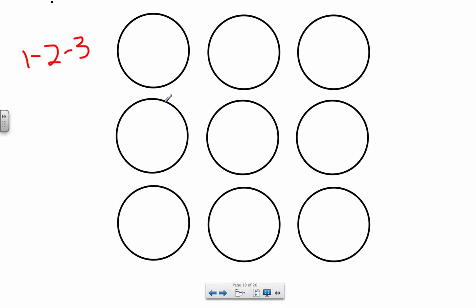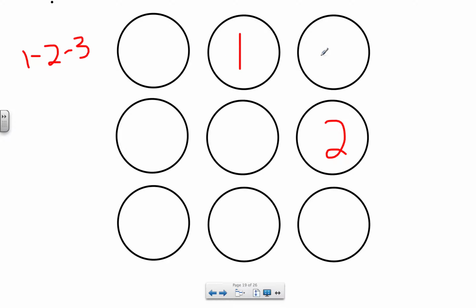Now, the way the puzzle is solved is I need a 1, 2, 3 in every row. I need a 1, 2, 3 in every column. And there can be no repeats. So please watch. I'm going to make this 1 and this 2. And at this point, I can begin the puzzle.